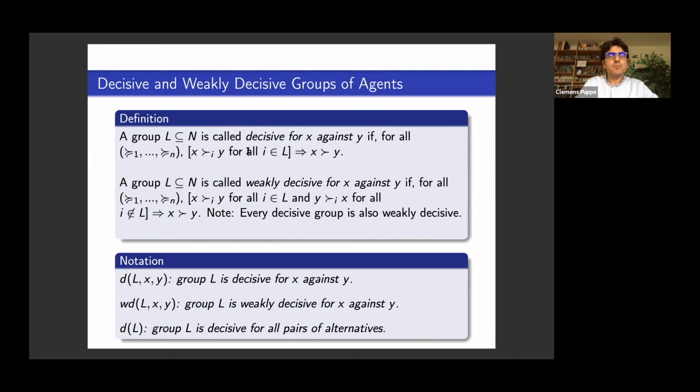Let's call a group decisive for X against Y if, for all profiles, whenever all voters in the group L prefer X to Y, then the group prefers X to Y. Of course, this is given a social welfare function F. So I now assume you have given me a social welfare function F, fixed.